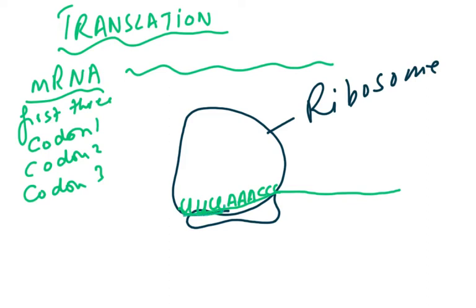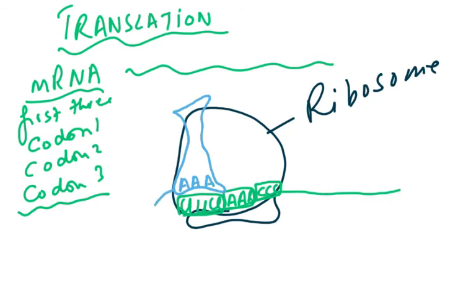So UUU would be codon 1, AAA would be codon 2, and CCC would be codon 3, and 9 bases come and fit onto the ribosome. So the mRNA fits onto the ribosome, and we have understood that the mRNA contains codons. Now there's another type of molecule which is called a tRNA, and these tRNAs have anticodons on it. So if you see here UUU, then there would be AAA, which would be the complementary base pairing.